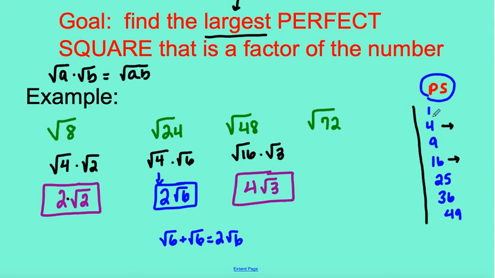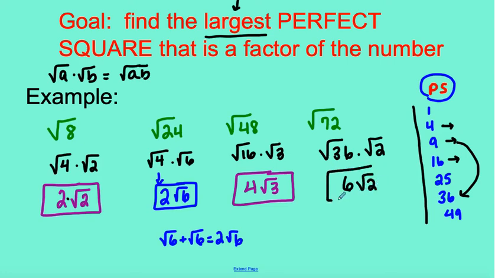All right, and we're going to get to this next one. I know you're going to jump at 72 and you're going to want to say, oh gosh, 9 goes into it, 9 times 8. But 9 is not the largest perfect square. It's a perfect square that's a factor. If 9 goes into it, I actually always check 36. So 36 does go into 72. It goes in 2 times. So I can rewrite this as the square root of 36 times the square root of 2, which would give me 6 root 2. All right, so that's the method.